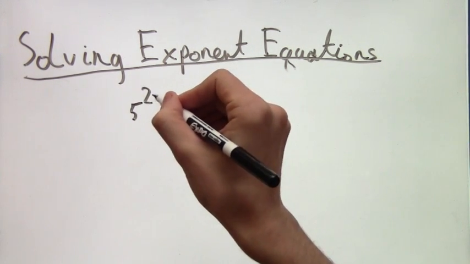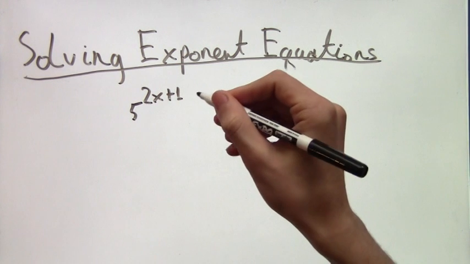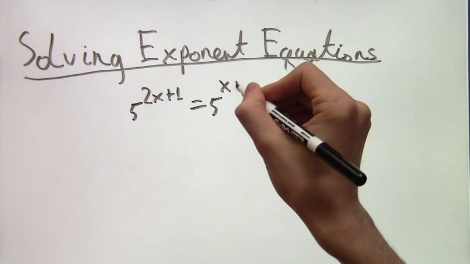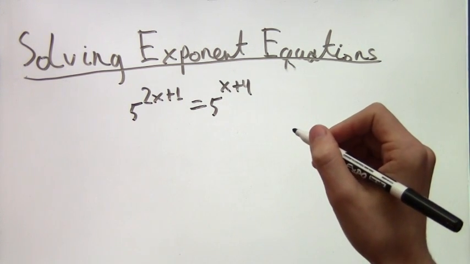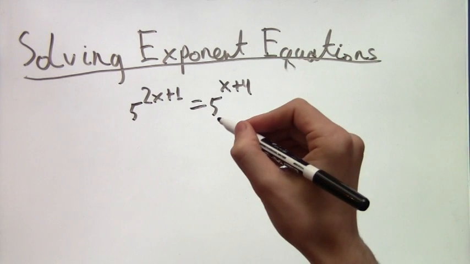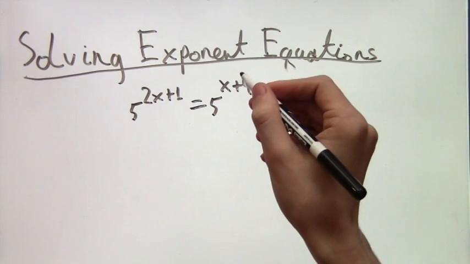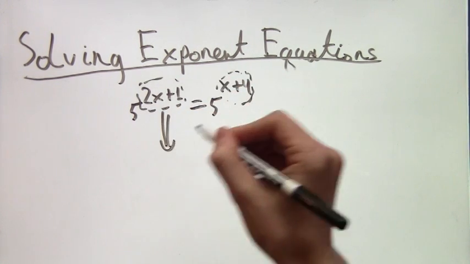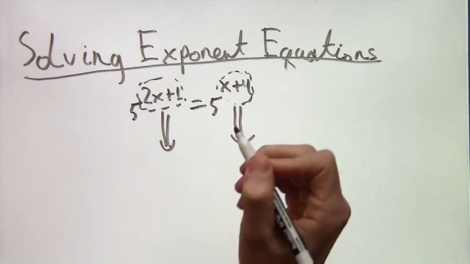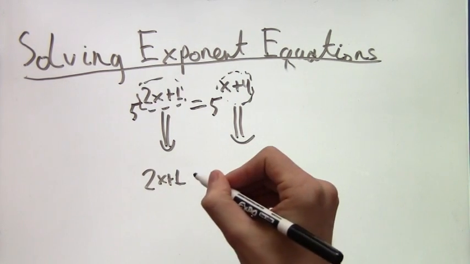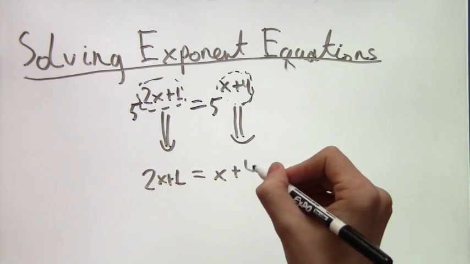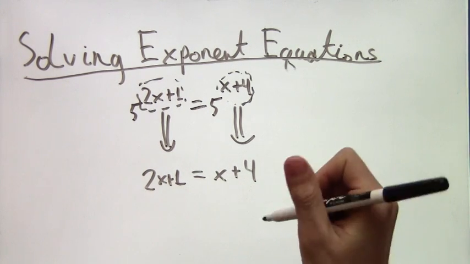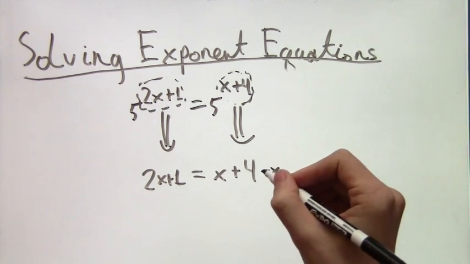So here's the next example. 5 to the 2x plus 1 equals 5 to the x plus 4. So notice, the 5's, the base, they're both the same. So we have 5 to some power equals 5 to some other power. But for them to be equal, these powers have to be equal. So what that means is that 2x plus 1 equals x plus 4. Well, this we know how to solve. This is just a linear equation in one variable.